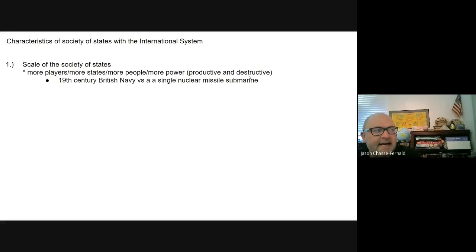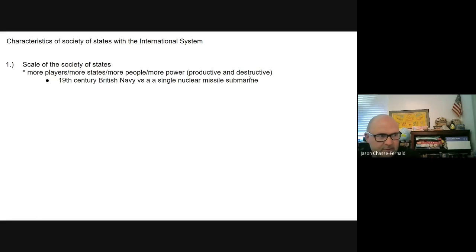So the scale of societies, of states that exist today, is much more complex than the world in which statesmen and political leaders found themselves in the past. There are many more players. We've gone from three to four dozen sovereign states in existence 100 years ago to the point where we're over 200 today. Many more people. We are coming up on 8 billion people at this point.